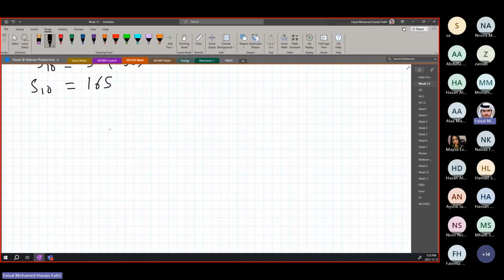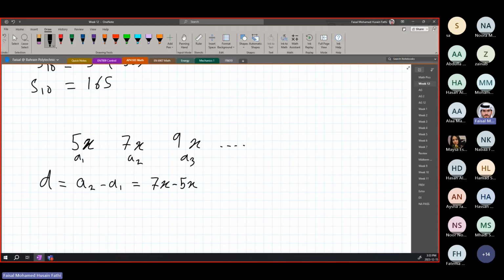Any sequence, okay? Let's say we have a sequence 5x, 7x, 10x. This is our sequence, and it keeps going. Or let's say 9x actually, and it keeps going. Our D, we find it by, this is A1, this is A2, and this is A3. Our D, we find it by doing A2 minus A1, or in this case, 7x minus 5x, which is equal to 2x. This is the common difference. You have to keep the x with it.